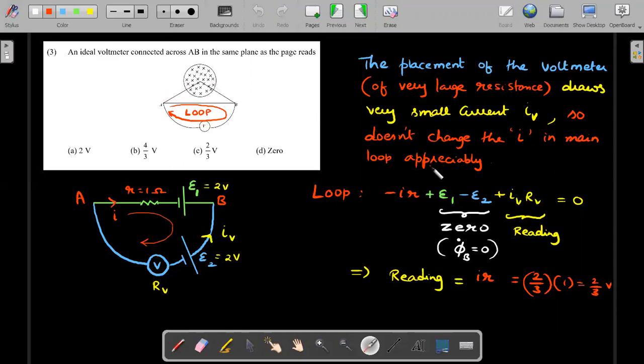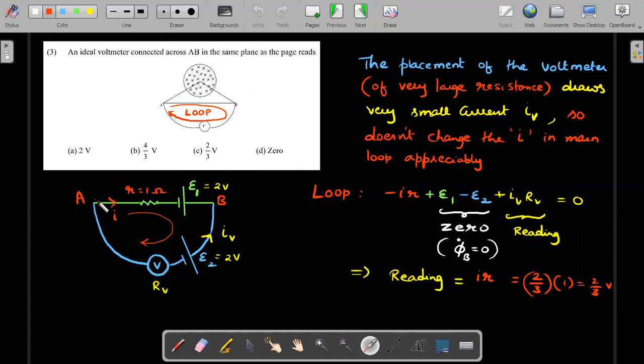While writing values, I can write the main current as I itself, but IV will be there. IV tends to 0 in this problem. So in this particular loop, which I will draw again here, A to B, we have all agreed that it's like a resistance and a cell of 2 volt. And this voltmeter will also have a battery of its own, of 2 volt. Remember that we did this in the other problems also. And there is a resistance of the voltmeter also.